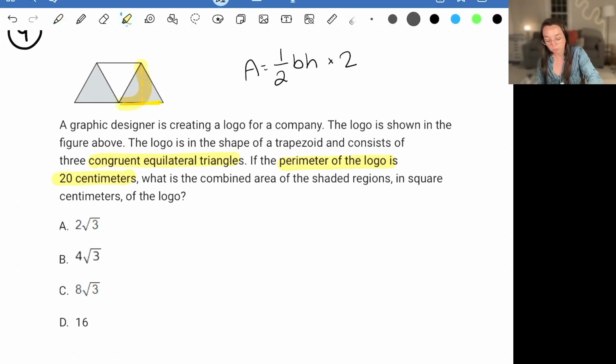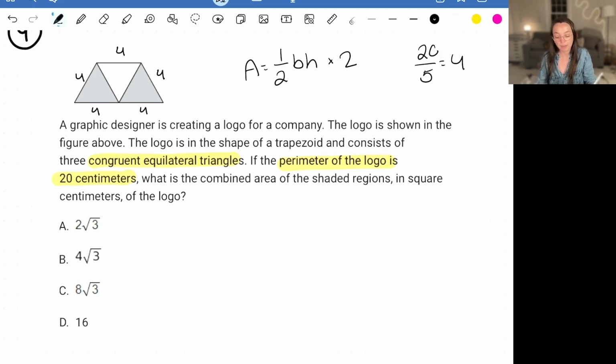Well, we use the perimeter. The perimeter all the way around is 20, like I said. Each one of these is going to be the exact same length. So what we can do is 20 divided by 5, because there are 1, 2, 3, 4, 5 lengths that make up the perimeter. 20 divided by 5 is going to give us 4. So that tells us that each side equals 4. Wow, how convenient is that?